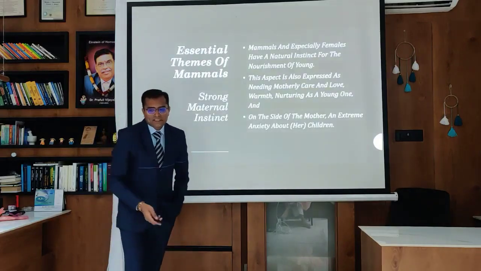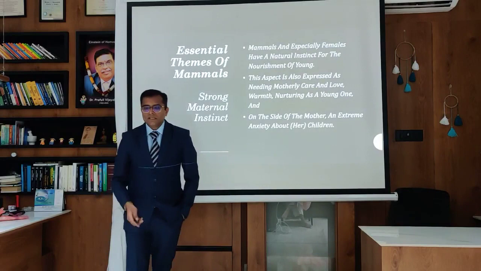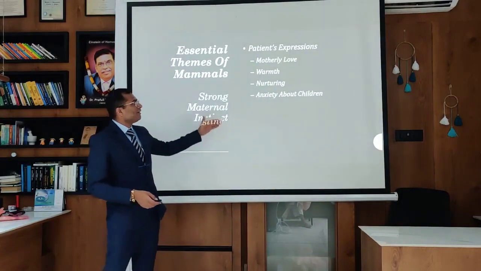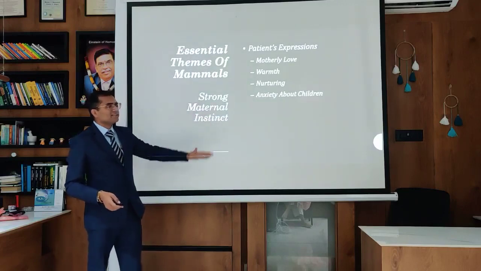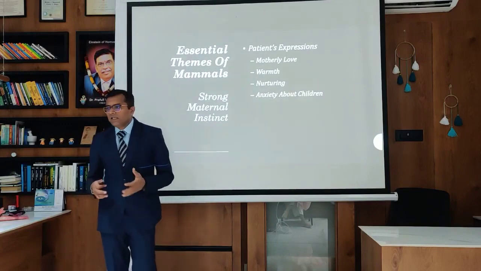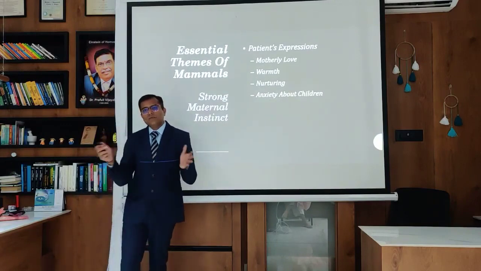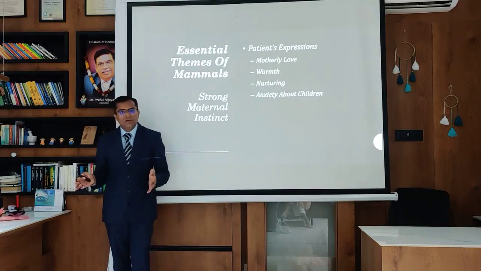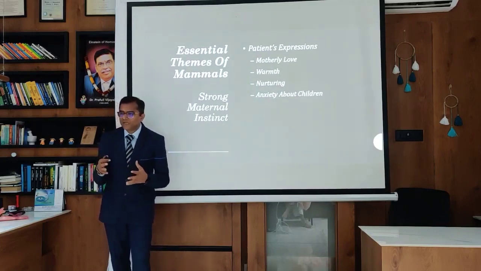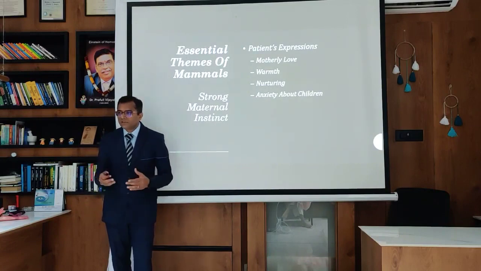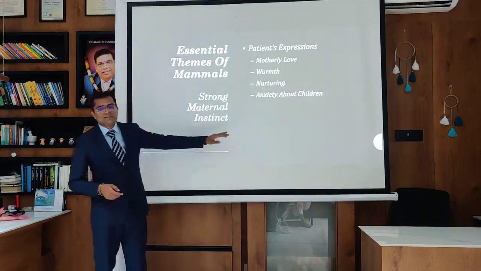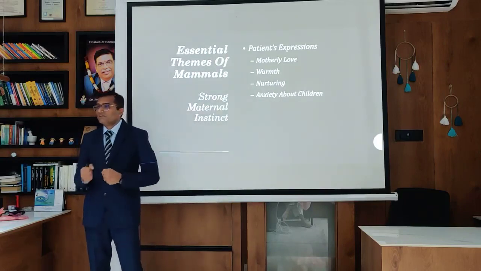Again, I have said the same thing as strong maternal instinct, which I mentioned earlier. For maternal instinct, they have motherly love, warmth, nurturing and anxiety about children. So when you find these things, you have a certain group of remedies like the muriaticums. All the muriaticums have the mothering feelings, the caring and nurturing. They want to be in the relationship. They try to give the babies comfort and everything. They give warmth, love, care. But here, a different kind of thing is that they have a strong bond with the child.